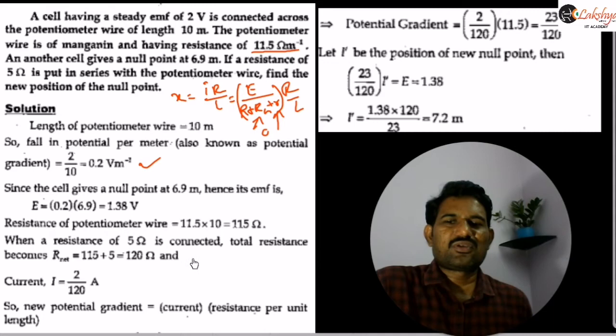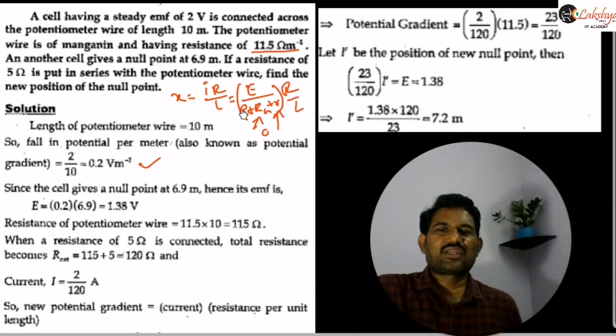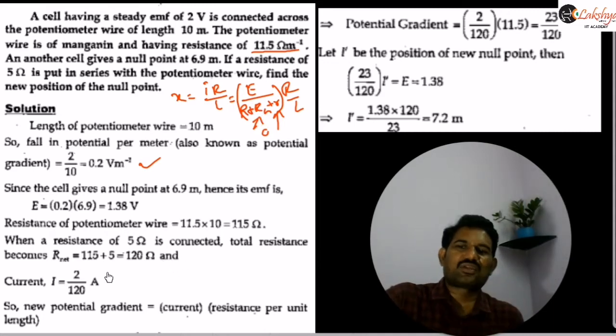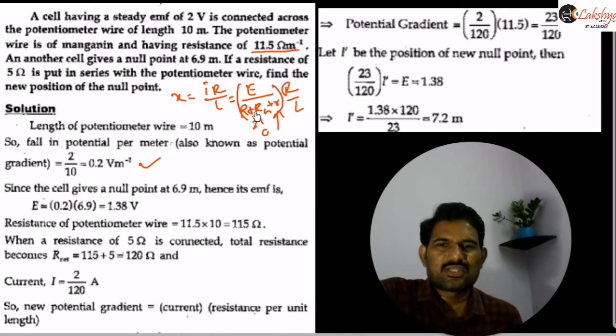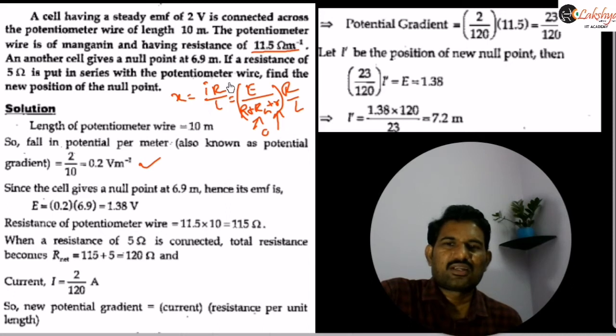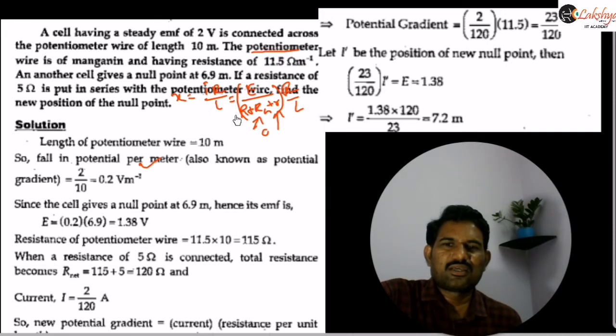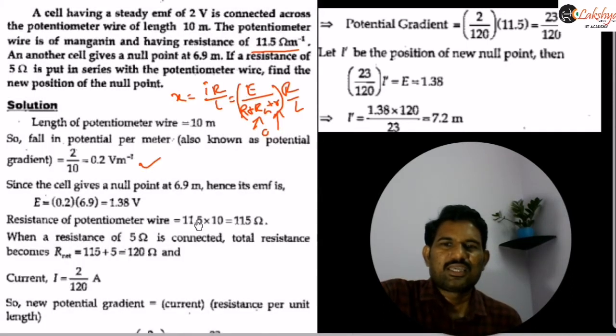So that means now the series resistance we are connecting, the RH value, is 5 ohms. So the total resistance in the primary circuit will be 120 ohms. Then the I value we are writing, that means we are calculating here. That value is nothing but E by R plus R, the total resistance, so that's the value you will get.